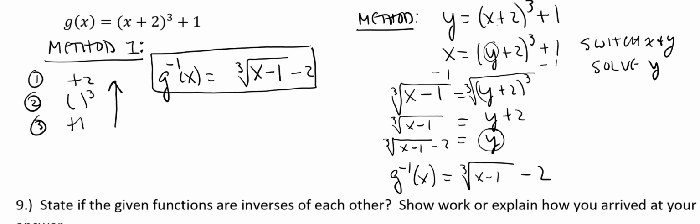So some people really prefer this method. Sometimes I like switching the x and the y and solving for y. I'm comfortable with it. I'm comfortable with algebra, but the first method is obviously pretty easy to do too. So it's just whatever you're comfortable with. I think it's good to know both ways.